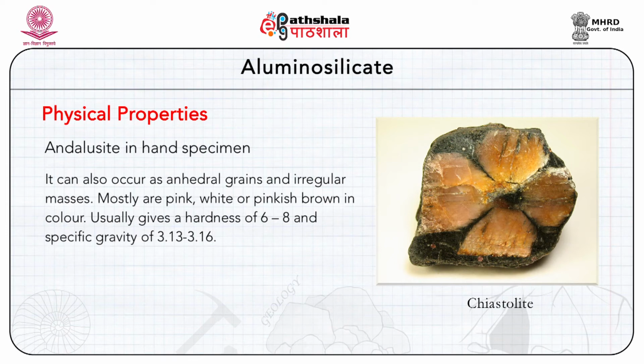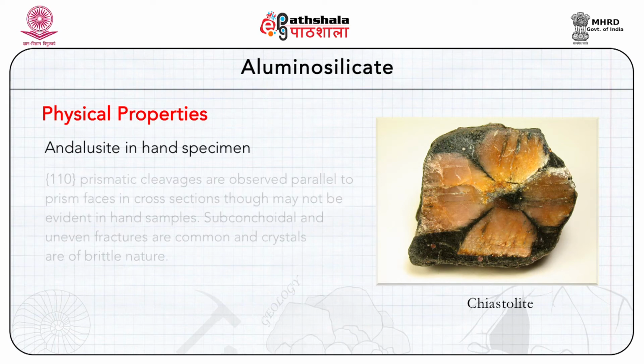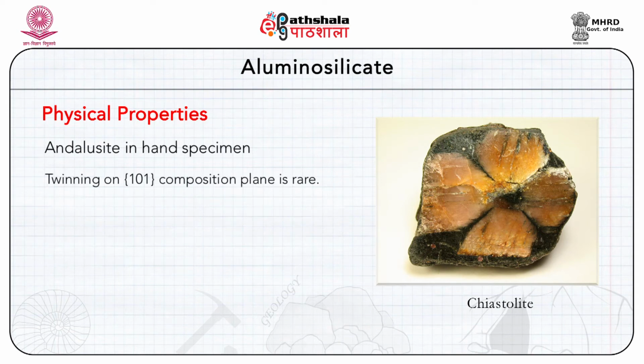It usually has a hardness of 6 to 8 and specific gravity of 3.13 to 3.16. Vitreous in luster, it gives a white streak. The 110 face displays prismatic cleavages, observed parallel to prism faces in cross sections, though may not be evident in hand samples. Subconchoidal and uneven fractures are common and crystals are of brittle nature. Twinning on the 101 composition plane is rare.